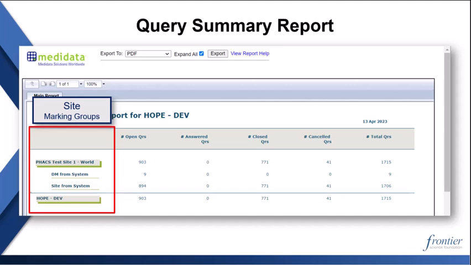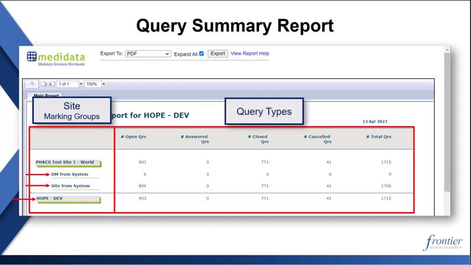We can see two different marking groups here: queries that were issued to a data manager or DM from the Rave EDC system, and queries issued to the site from the system. Depending on your study setup, there may be other categories here as well. Note that the top row shows the total number of both types of queries. Finally, we see a horizontal line followed by the study name. This row will show data totals for all sites included in the report.